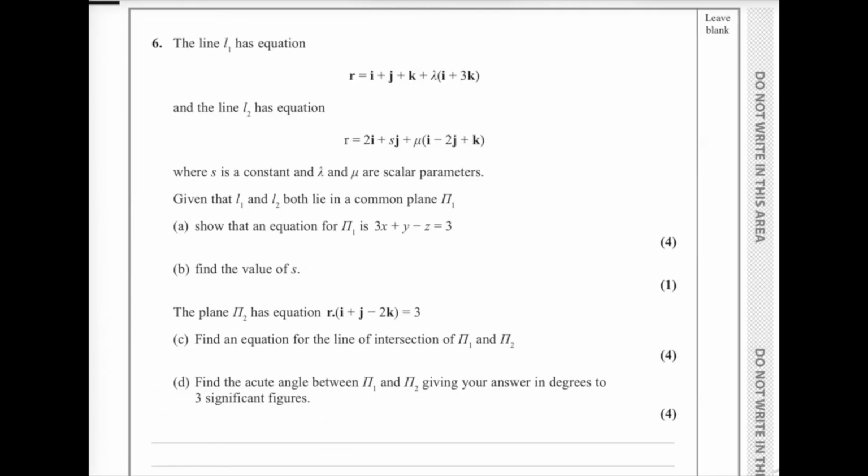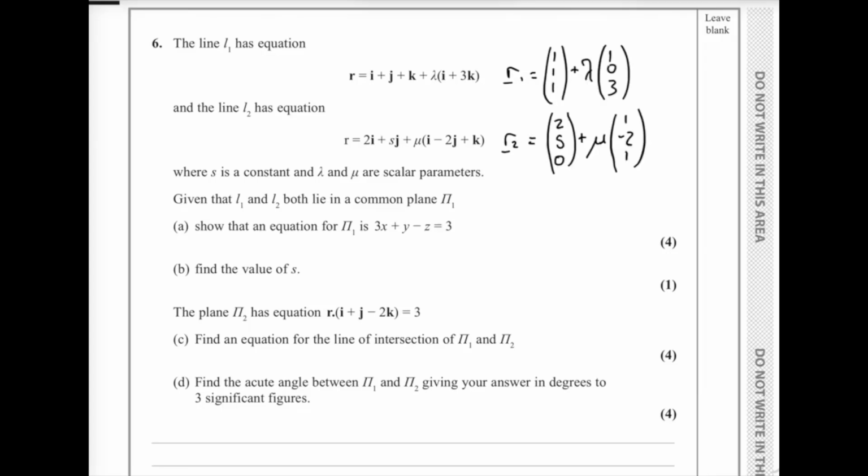The line L1 has equation of this, which I will immediately rewrite in column vector notation, like so. Line L2, where s is a constant and lambda and mu are scalar parameters. Given that they both lie in a common plane pi1, show that an equation for pi1 is this.